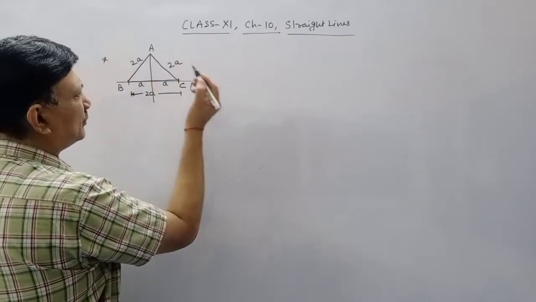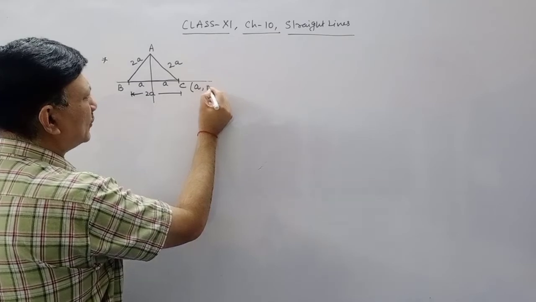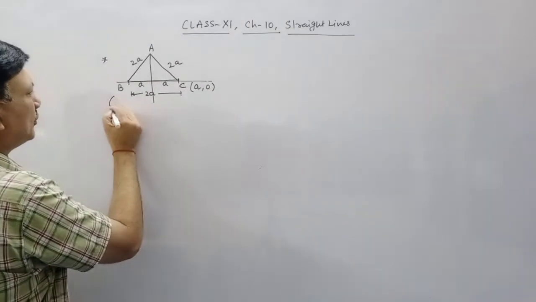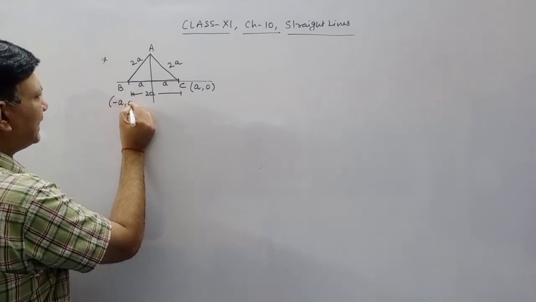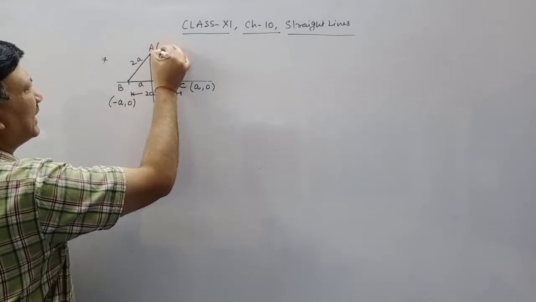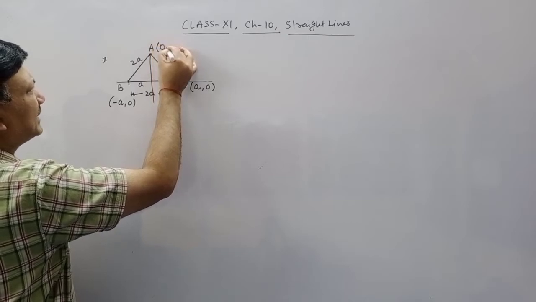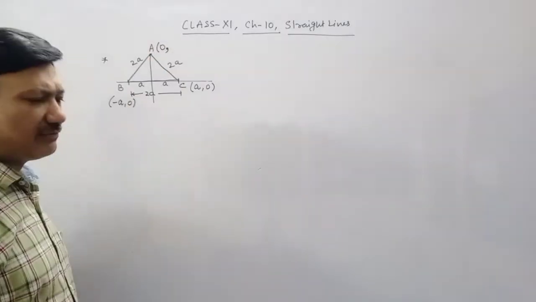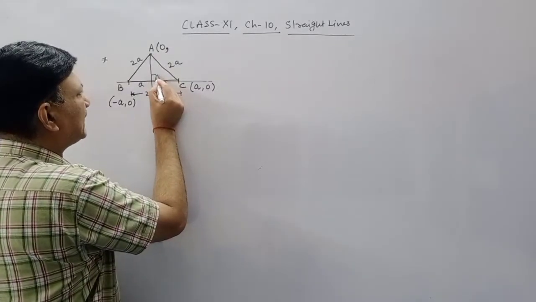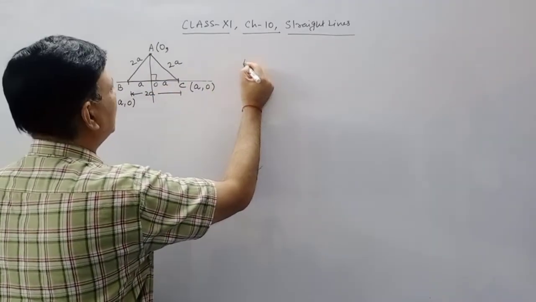As from the figure, the coordinates of point C are a, 0. Coordinates of point B are minus a, 0. Now how to find the coordinates of A? The x coordinate of A is 0. But what will be the y coordinate of A? So with the help of the Pythagoras theorem, we can find it.